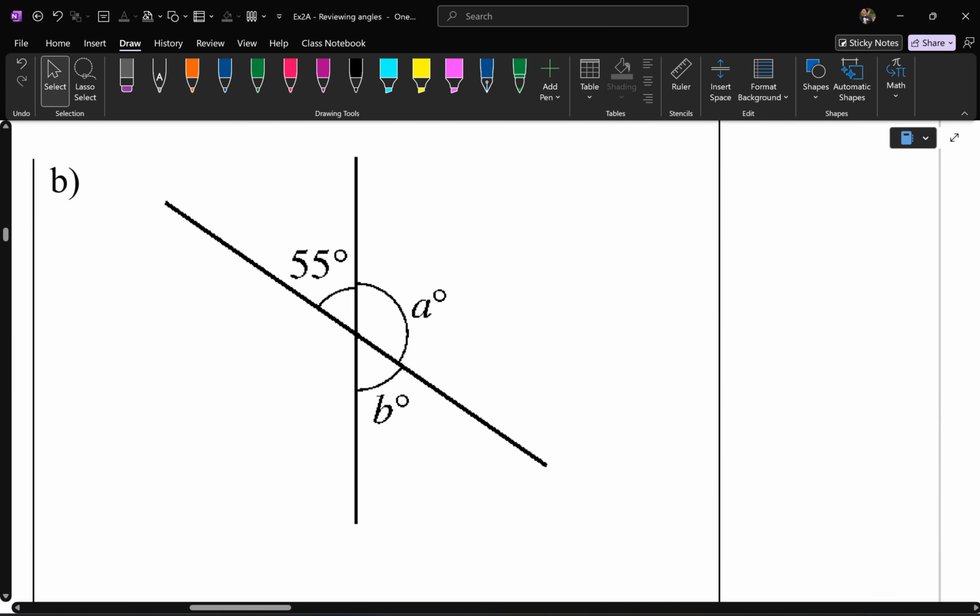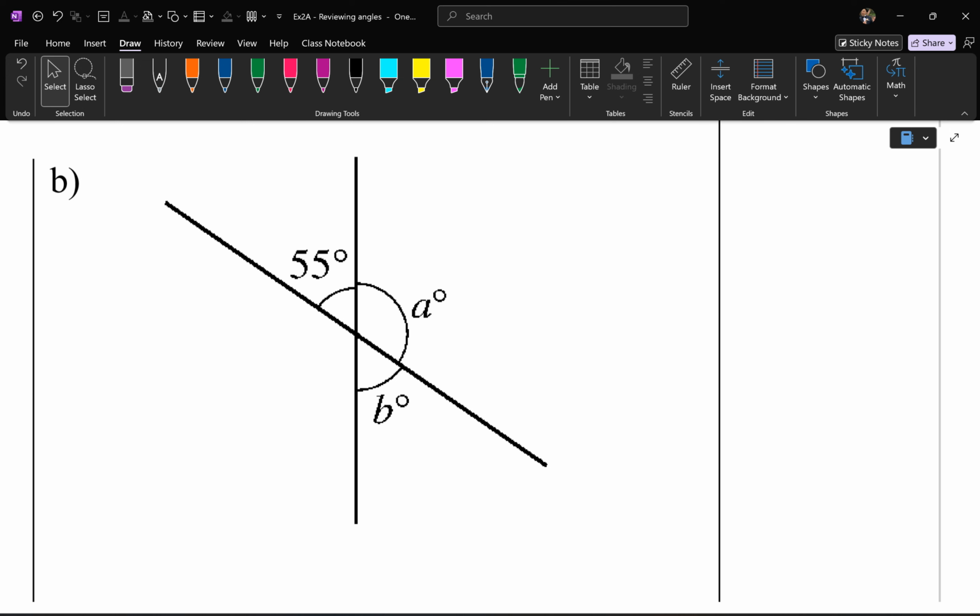Let's have a look at B. What can we say from B now? I can already see something. There's many ways to solve for A and B, but I can see something straight away. What do we see, Kyle? Why is B 55, Leon?